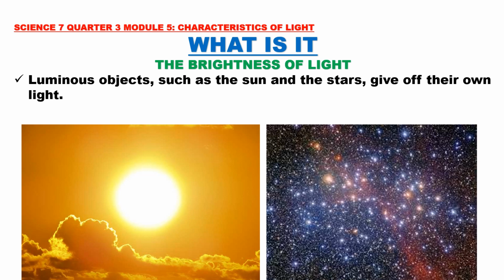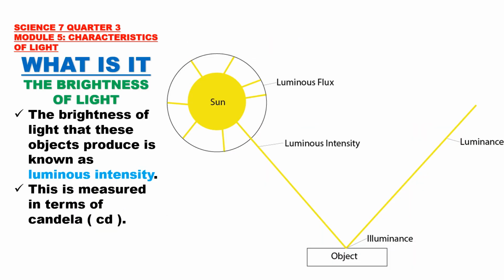Luminous objects such as the sun and the stars give off their own light. So when we say luminous, it means that these objects have their own light. The brightness of light that these objects produce is known as luminous intensity. This is measured in terms of candela. The symbol for candela is a small letter c and a small letter d.